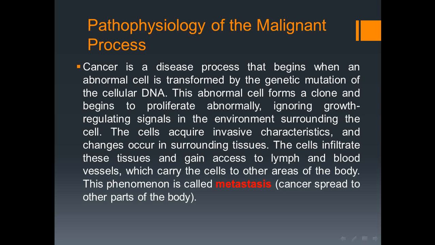The cells acquire invasive characteristics and changes occur in surrounding tissues. The cells infiltrate these tissues and gain access to lymph and blood vessels, which carry the cells to other areas of the body. This phenomenon is called metastasis: cancer spreads to other parts of the body.